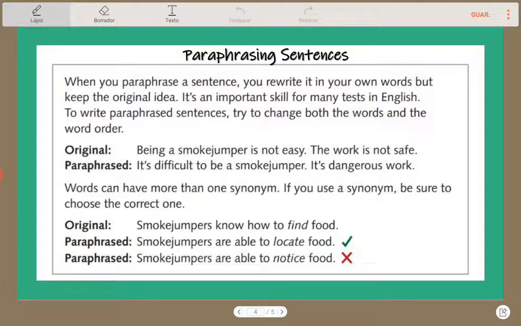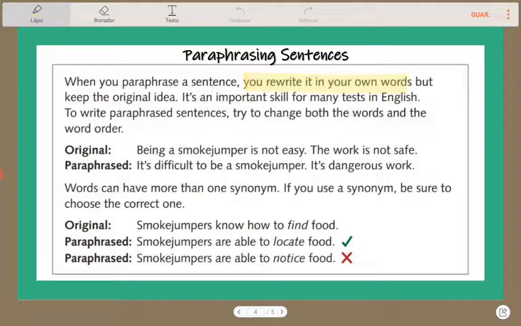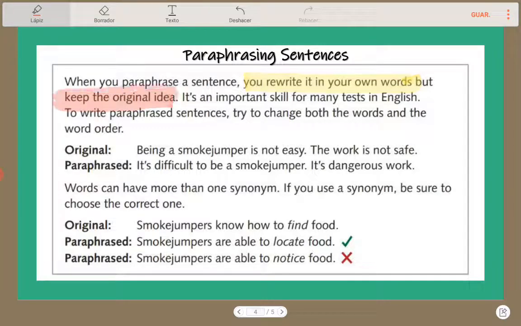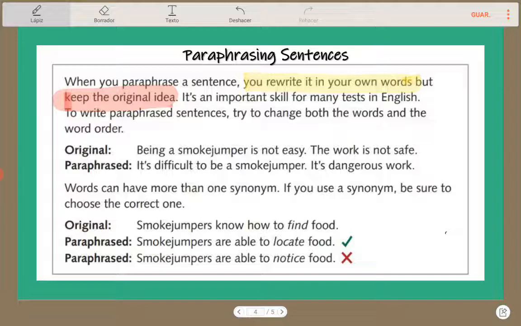Guys, this is the information that you must write in your notebook, okay? You write again the title and the information, okay? Let's start. It says when you paraphrase a sentence, you rewrite it in your own words. That was exactly what I was saying. You rewrite it in your own words, but keep the original idea. This is important. To keep the original idea. You can change the words, but keep the information. It's important. It's an important skill. For many tests in English.